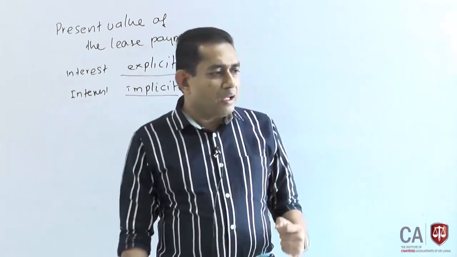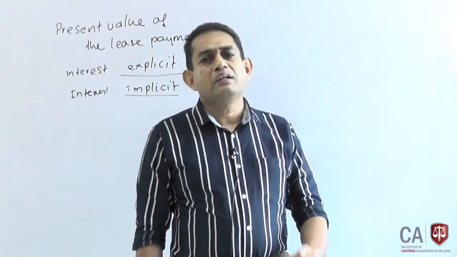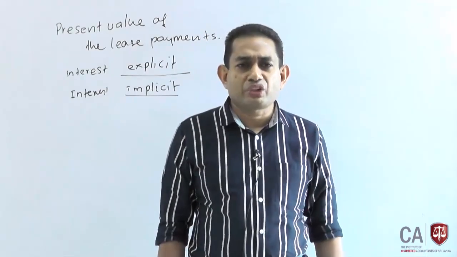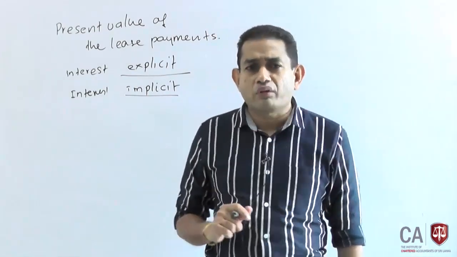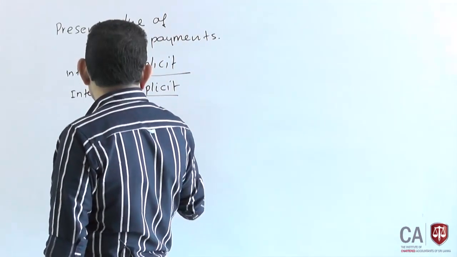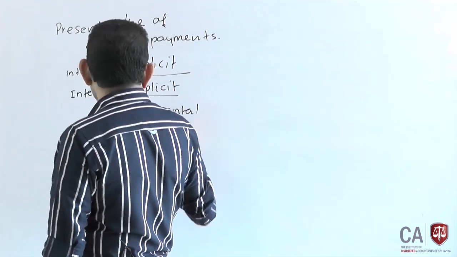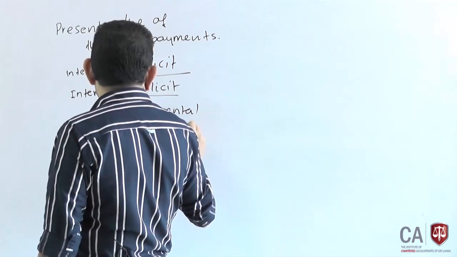And even where the implicit interest rate is not determinable, you need to determine the interest rate by taking the incremental borrowing rate, the incremental borrowing interest rate.